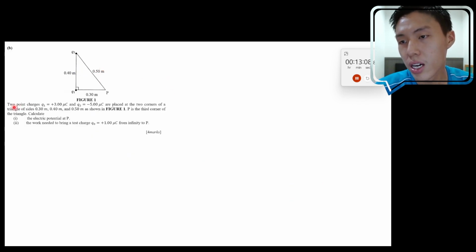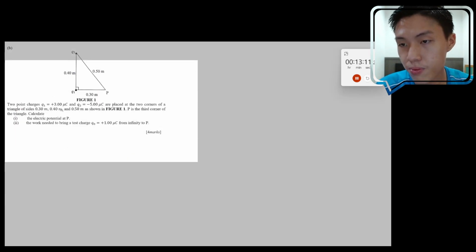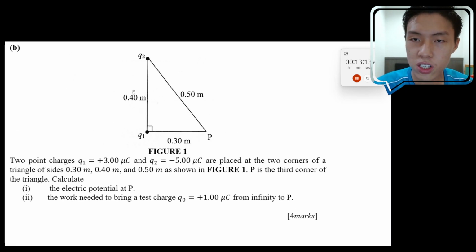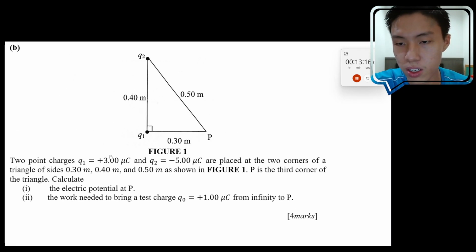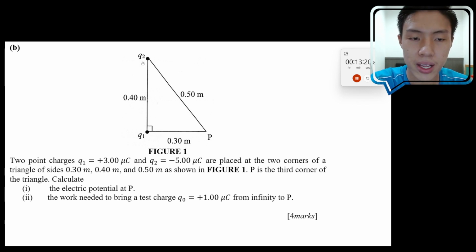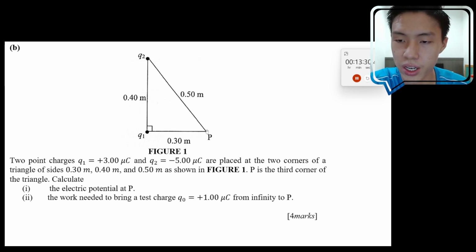Question B. Let's zoom in. Two point charges Q1 and Q2, Q1 is positive 3 microcoulomb, Q2 is negative 5 microcoulomb, are placed at two corners of the triangle of sides 0.3, 0.4 and 0.5 meter as shown in figure 1. P is the third corner of the triangle. They didn't specify it, but in the diagram it is a right angle triangle, and you can see it follows Pythagoras theorem. There's 3, 4, 5 over here.